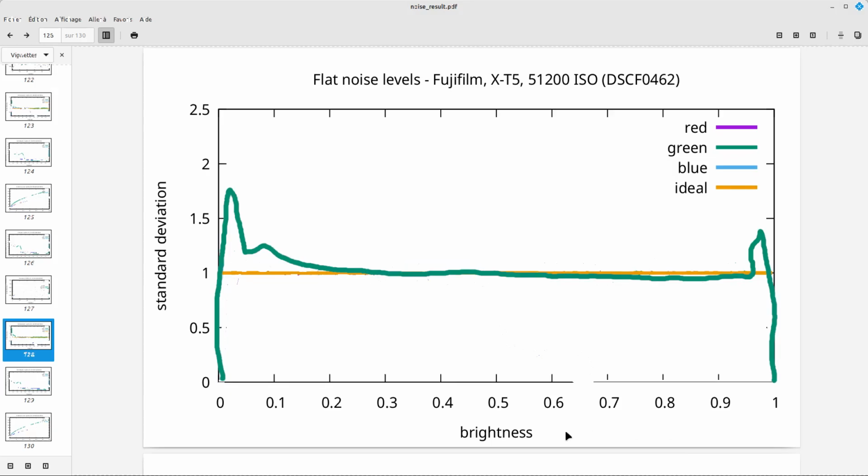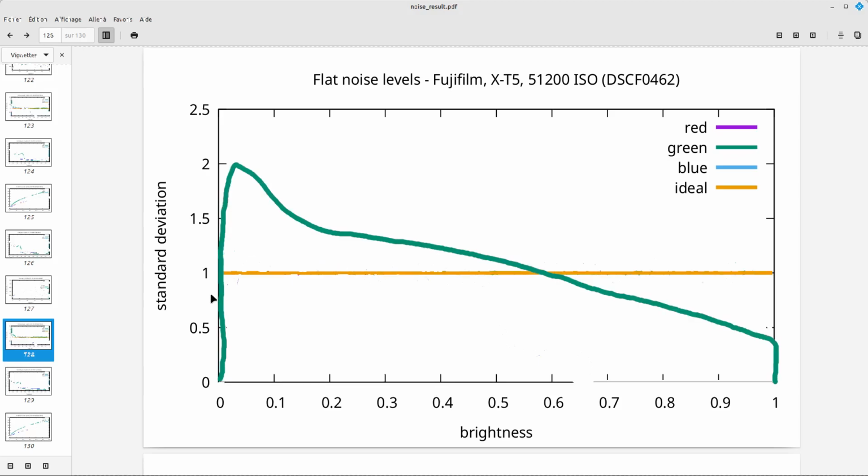In practice, it is very, very frequent that we get some bump here in the shadows, and we can get as well a little peak like that in the very high brightness. That's nothing to worry about. The main important thing is that for a very wide range of brightness here, we are really close to a standard deviation of 1.